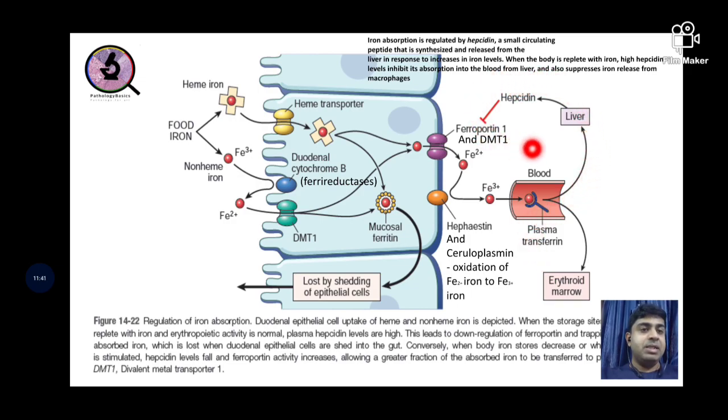The hepcidin is an important molecule and plays a very important role in iron metabolism. I'll tell you how. Iron absorption is regulated by hepcidin, alright. It is released by the liver in response to increased iron levels. So when the body is replete with iron, higher hepcidin level inhibits iron release into the blood. So what that means is, when the body is replete with iron, it causes increased storage of iron inside the liver cells, as well as it stores the iron in the macrophages.